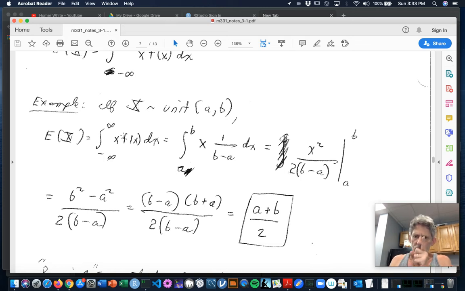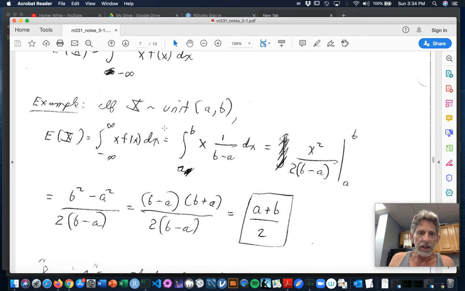And for that, we've got to be really careful thinking about what the probability density function actually is over all real numbers. It's not 1 over b minus a. It's 0 for x less than a. It's 0 for x bigger than b. It's only 1 over b minus a for the x's in between.